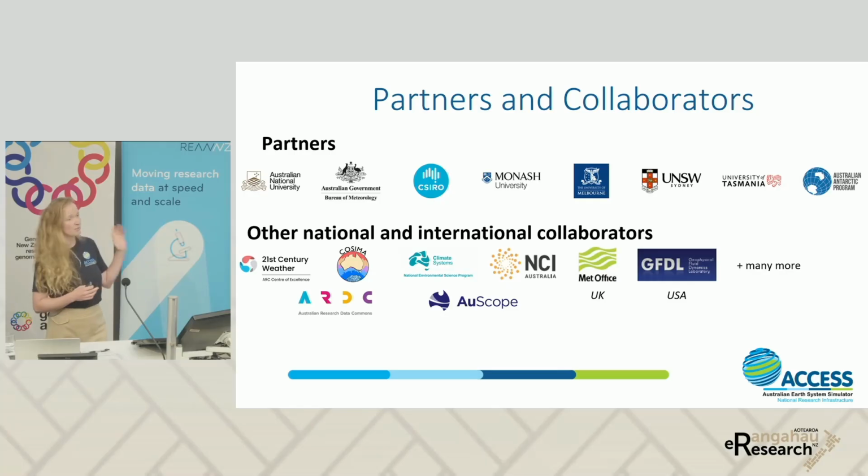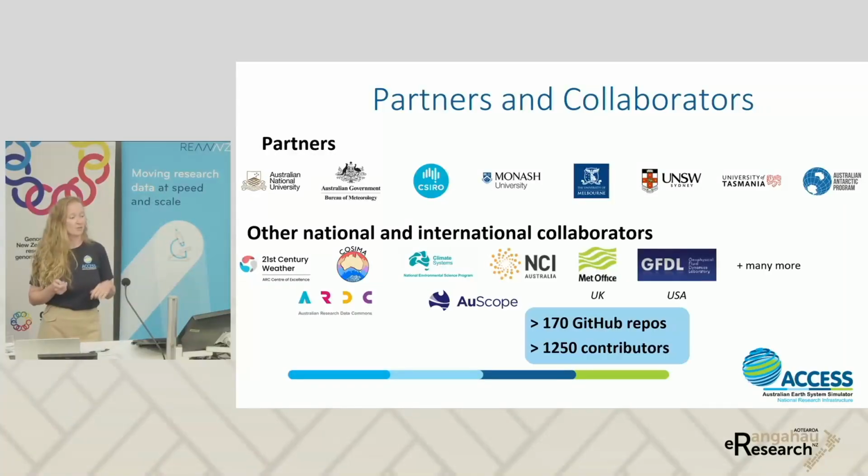You'll notice that there's the Met Office in the UK, there's GFDL in the US, and there are several others. Many of the code bases for the models that we use are developed in different countries. And so this becomes quite a coordination effort. And we have over 170 GitHub repositories in our ACCESS-NRI organization, and over 1,250 contributors. So this is massive in scale in many different ways.